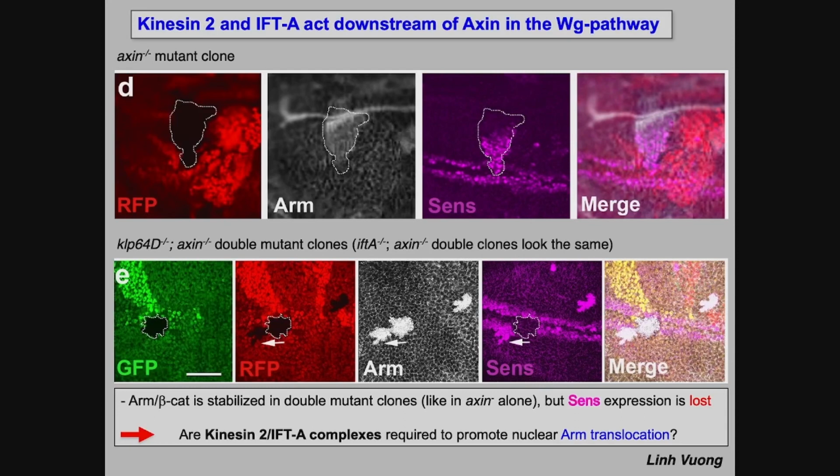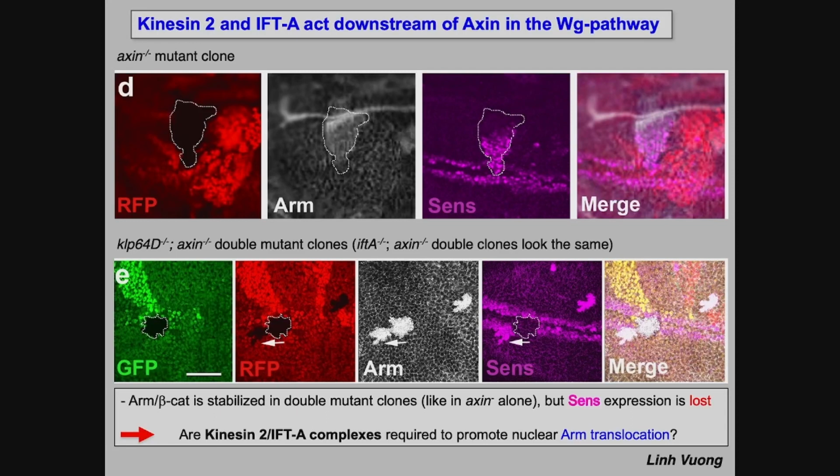So inside the axin mutant cells, you get high levels of beta-catenin, because the destruction complex doesn't assemble. And here, the sister clone is double mutant for kinesin. The red and green mutant is double mutant, so it has a lot of beta-catenin, but it doesn't have kinesin, and senseless is not activated. In the neighboring clone here, it is activated, so it shows that the experiment works nicely.